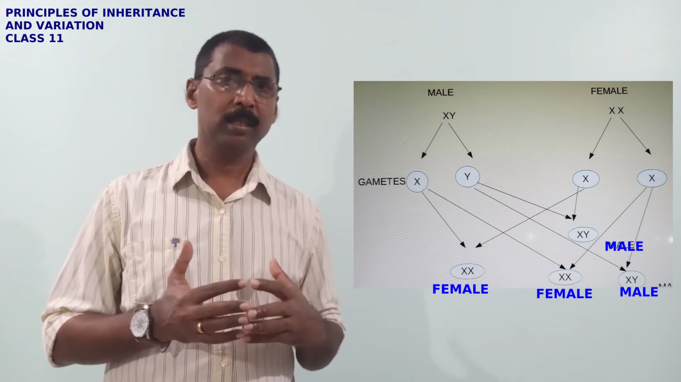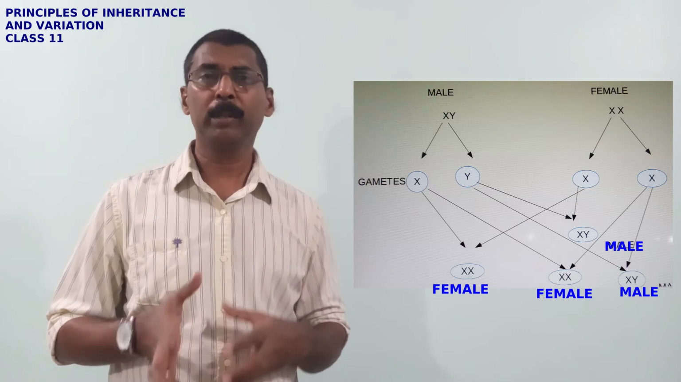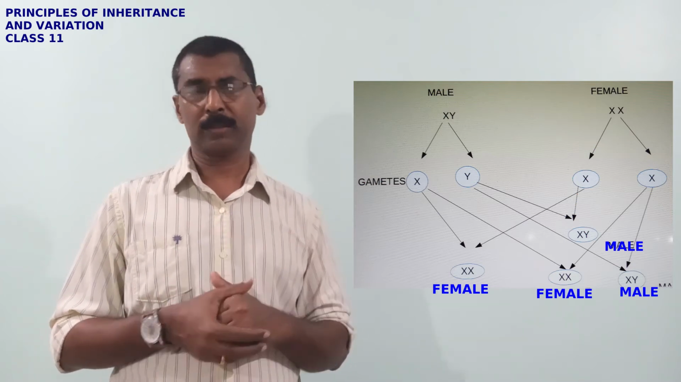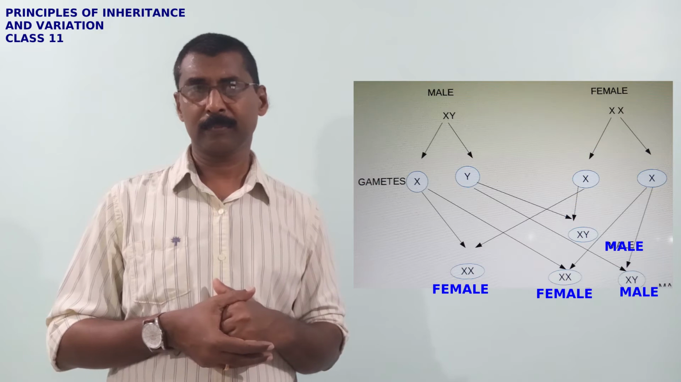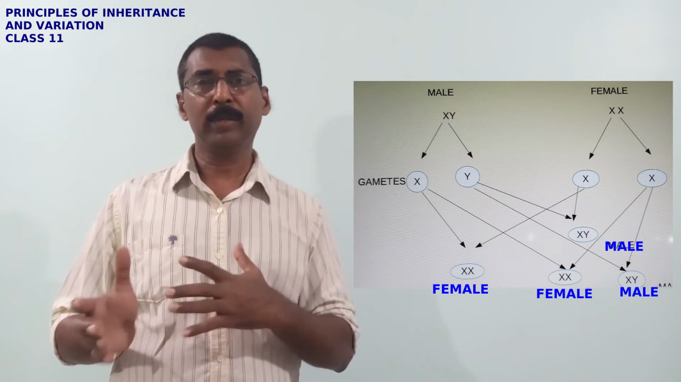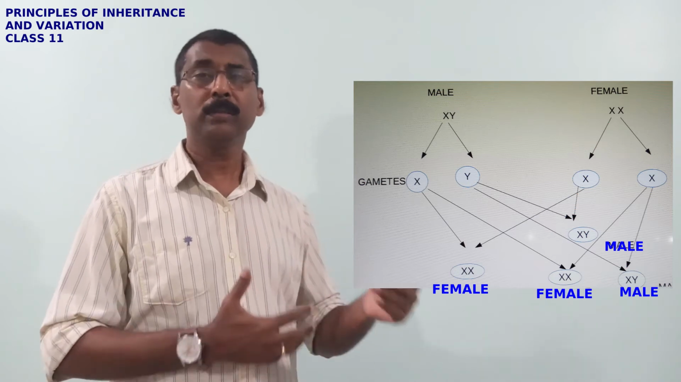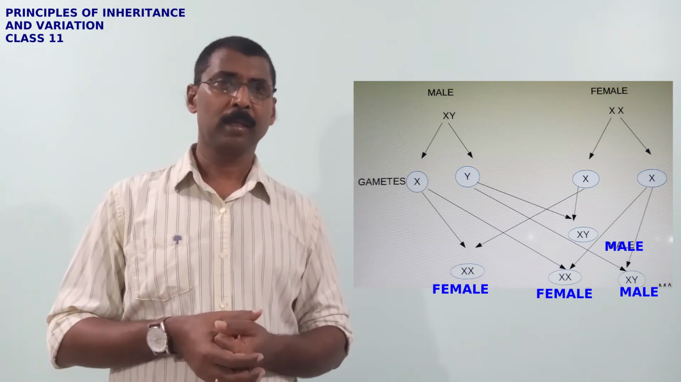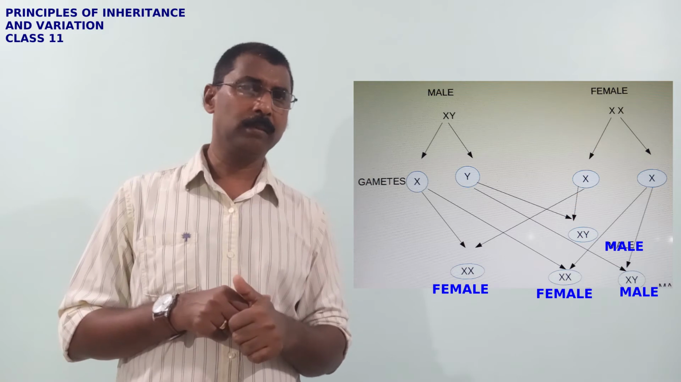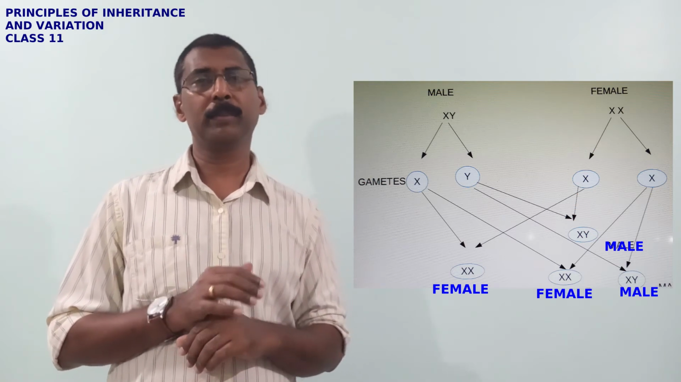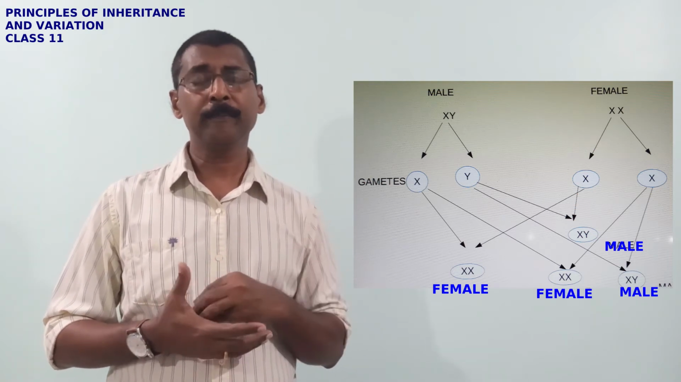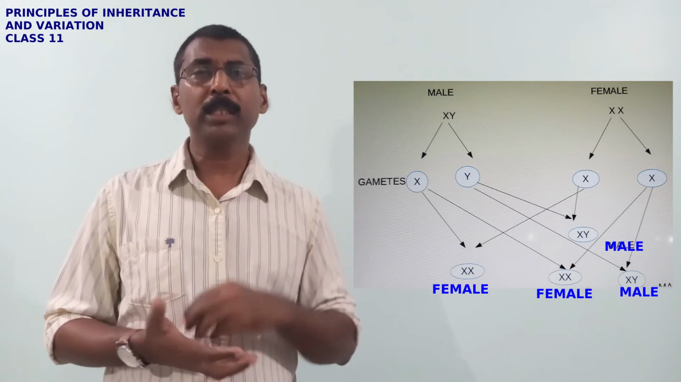Okay, this is the case of human beings and certain insects. Here also, the females are homogametic and males are heterogametic. Now let us come to the next pattern of chromosomal sex determination that is prevailing in the case of birds.